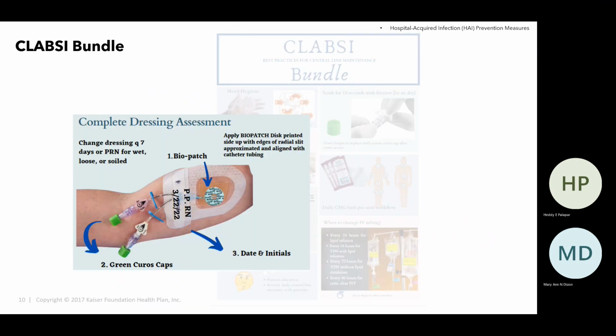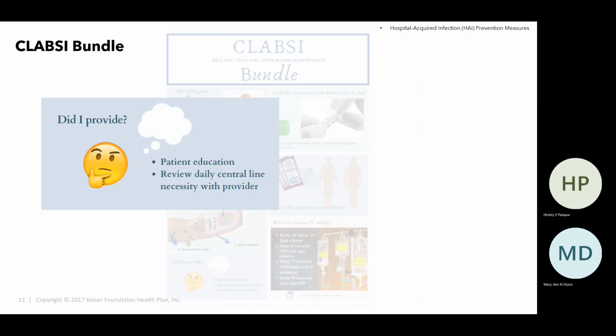A complete dressing assessment should include the following: correct Biopatch placement with the printed side up and edges approximated around the catheter tubing, date and initials of the RN, needleless connectors should have Curos caps in place, and the dressing should be clean, dry, and intact. During environmental rounds, we often find missing Curos caps, incorrect placement of Biopatches, and oftentimes dressings with a little bit of drainage. Those are all areas for improvement in our clinical practice.